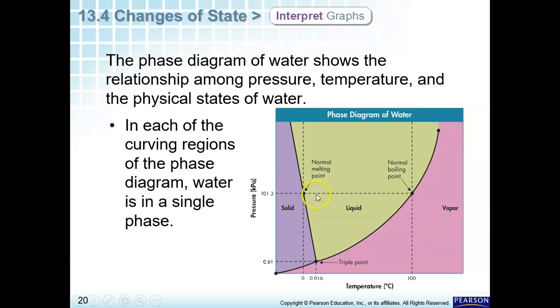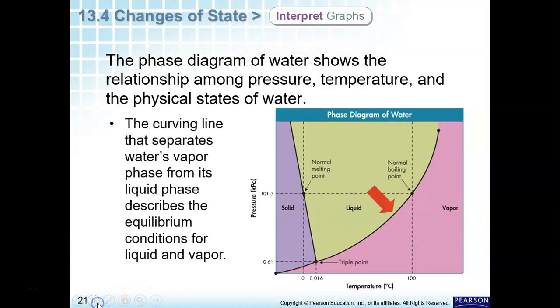The line between solid and liquid is where a substance is going to melt. The line between liquid and vapor is the boiling point. But notice here that these are on curves. So if you change the pressure, that's going to manipulate the boiling point and the normal melting point. These are all single phases, and this is a phase diagram for water. Different substances are going to have different phase diagrams.